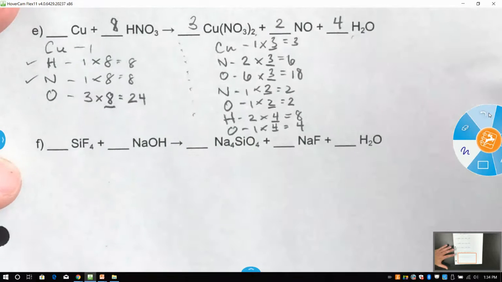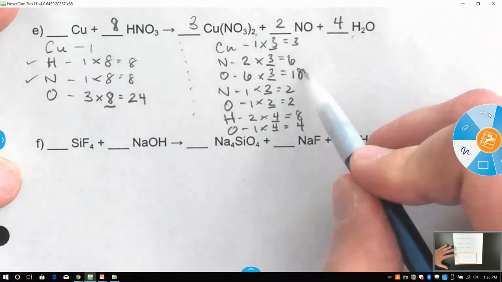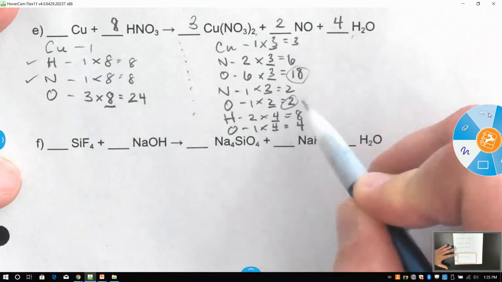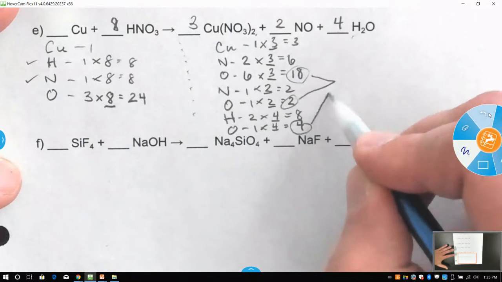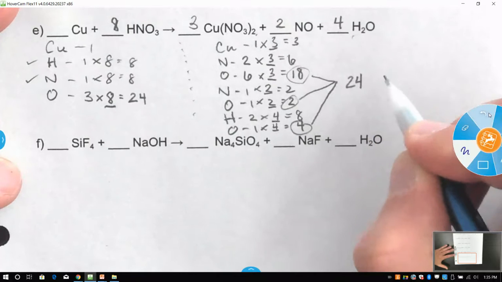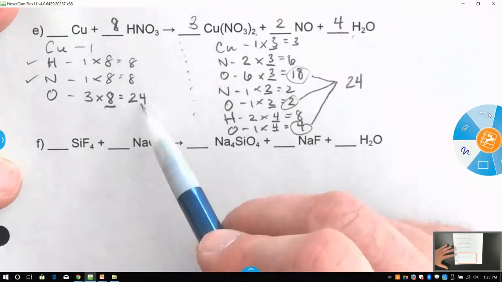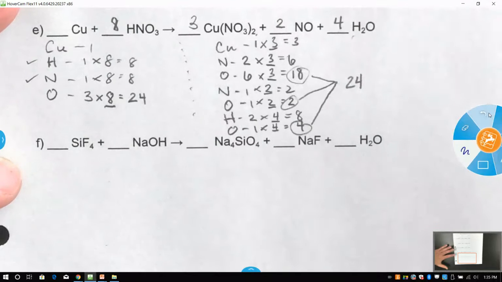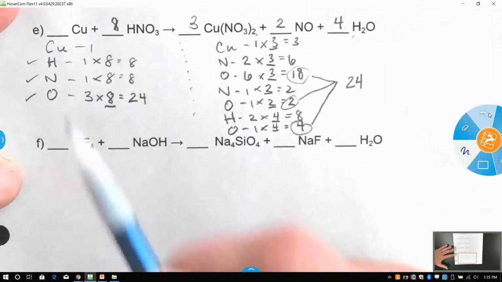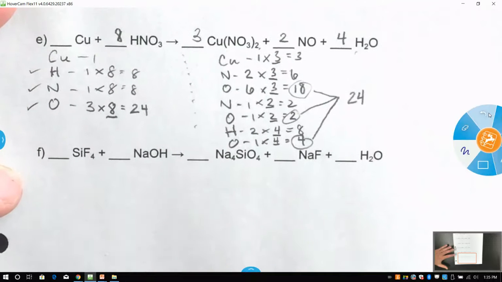So then what is our next step here? Oxygens. Let's see. Are the oxygens balanced? Let's tally them up. We have 18. We have 2. Add those 2 together. That's 20. And then this 4 down here, 24 oxygen. And how many do we have on the left side? 24. Okay, so they're good. Am I done? Oxygens are balanced. The nitrogens are balanced. The hydrogens are balanced. Am I done? What do I need left?